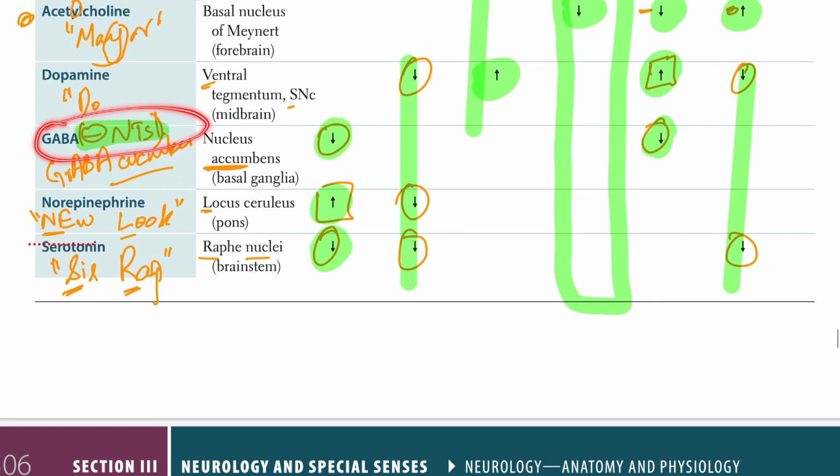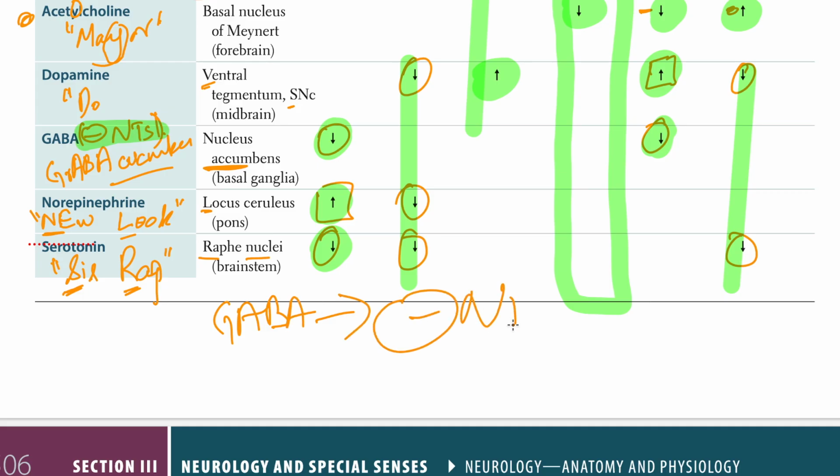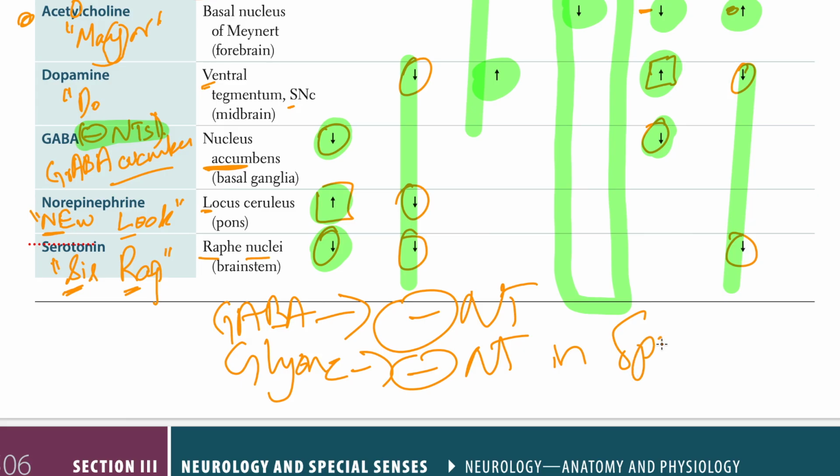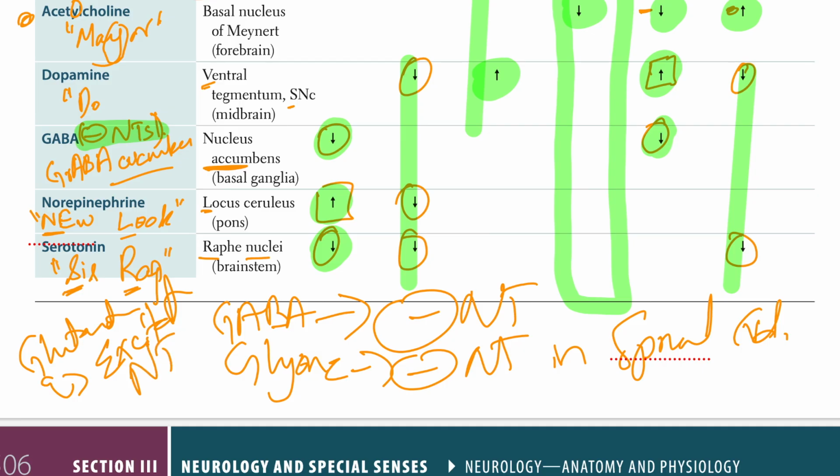We said GABA is an inhibitory neurotransmitter. Glycine as well. Glycine is an inhibitory neurotransmitter, but in the spinal cord. And you have glutamate. Glutamate is an excitatory neurotransmitter which acts on the NMDA receptor.